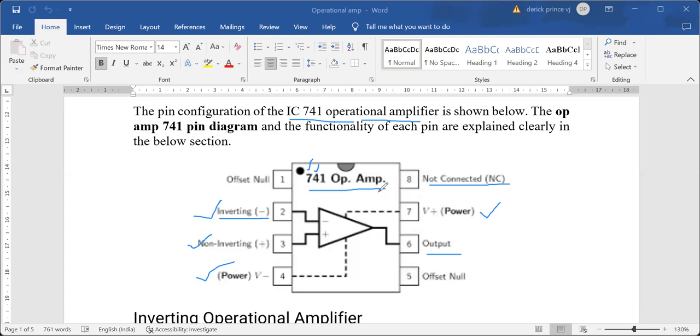Whenever a question is asked about the pin configuration of IC741, you must draw the diagram and represent the pin details. The input pins are inverting pin number 2 and non-inverting pin number 3, pin number 4 is minus power, pin number 7 is plus VCC, and pin number 6 is output. So this is the simple representation of IC741.